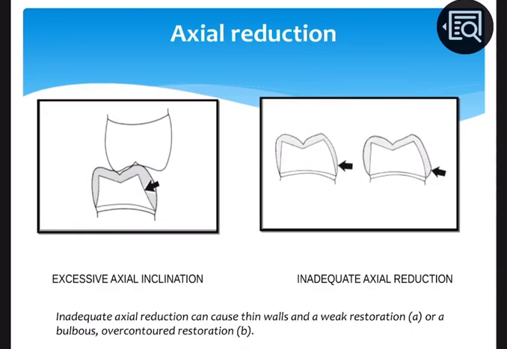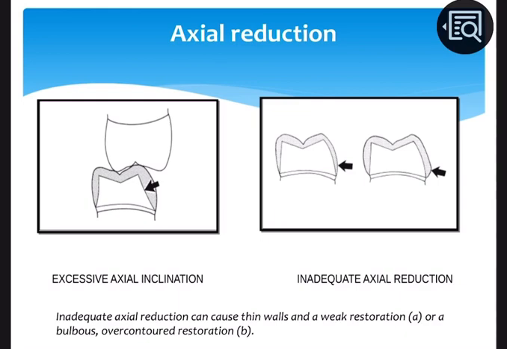So the third point which ensures the structural durability is the axial reduction. Okay, so there are two boxes. In the first box, you see there is excessive axial inclination, meaning there is over reduction. When we are doing over reduction, what will happen?